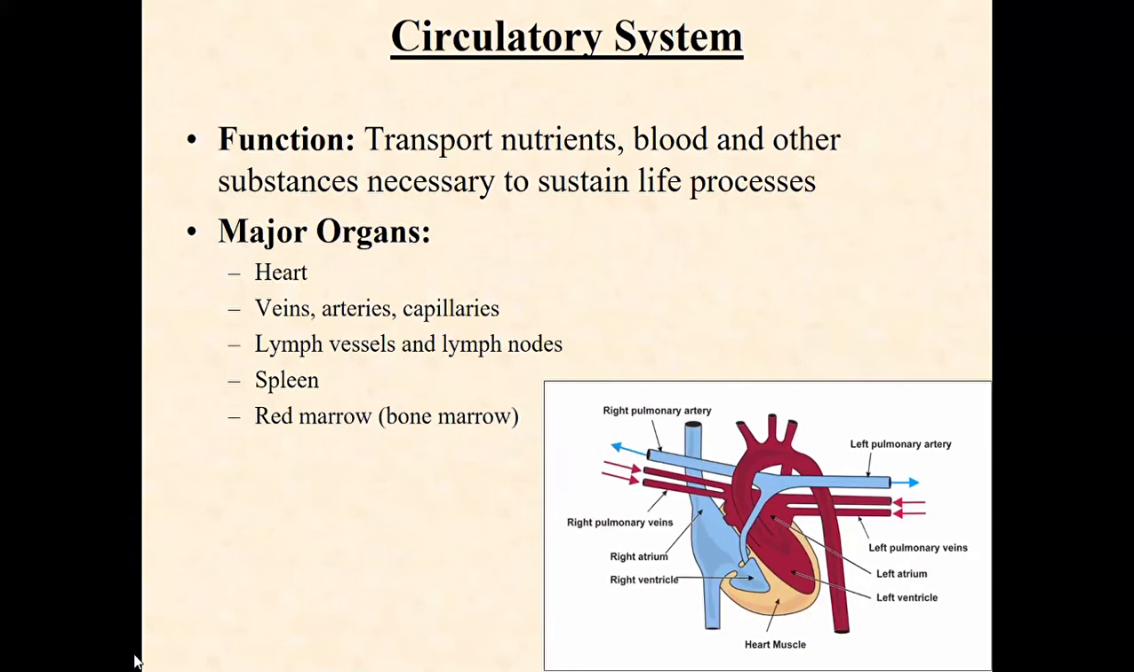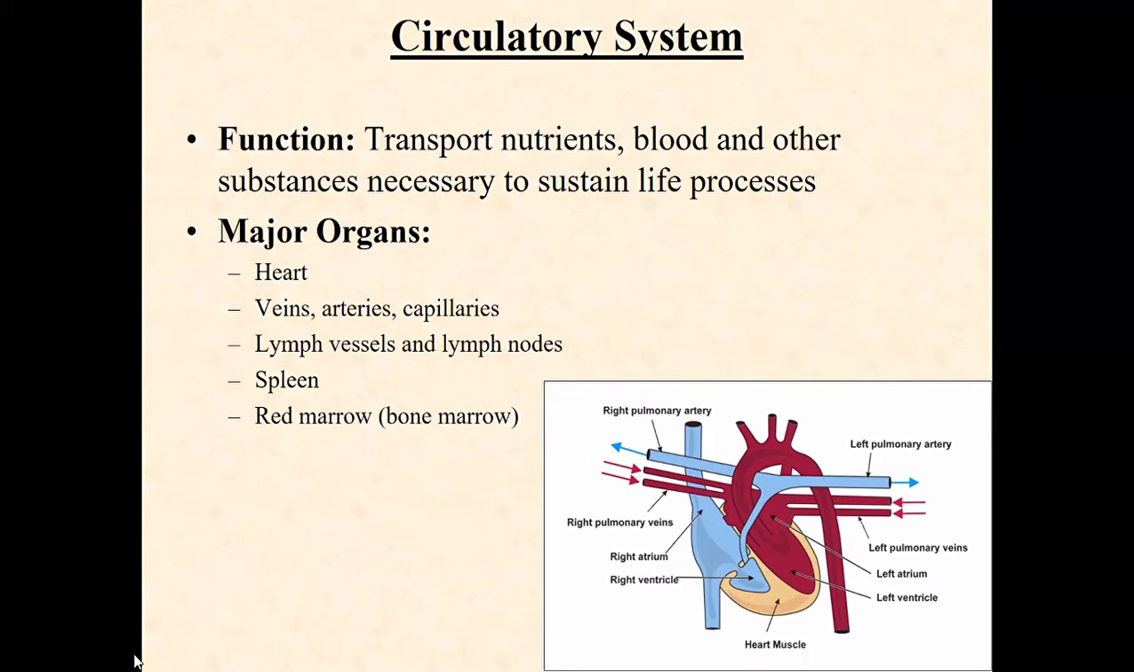So your circulatory system transports nutrients, blood, and other substances necessary to sustain life processes. Major organs: you have your heart, your veins, your arteries, capillaries, lymph vessels and lymph nodes, your spleen, your red marrow, which is your bone marrow. So the picture is showing the circulatory system.